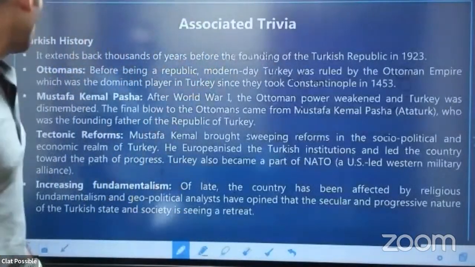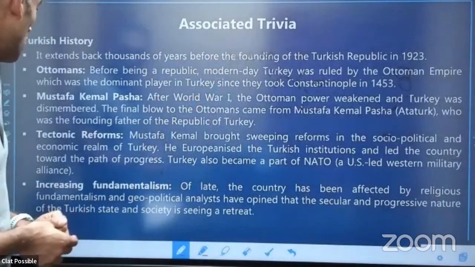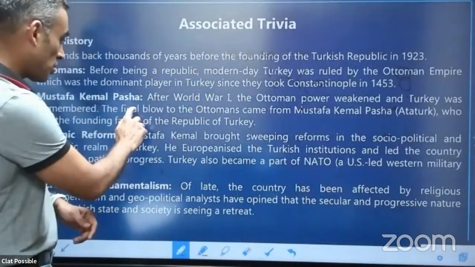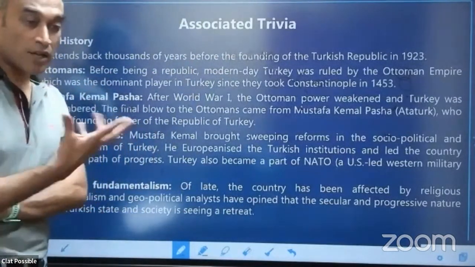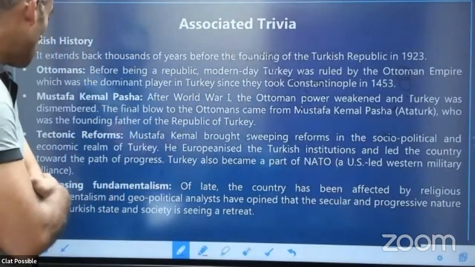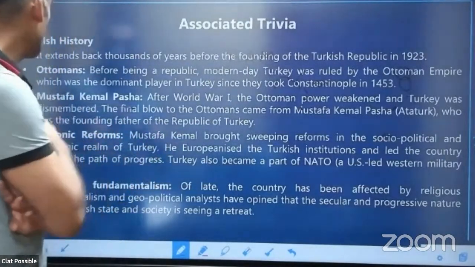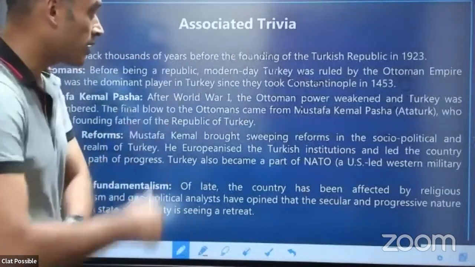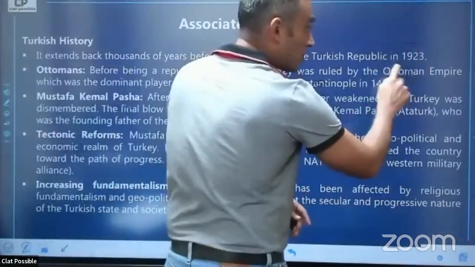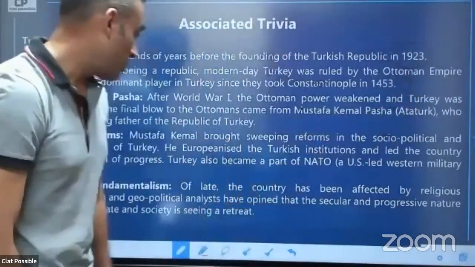Okay, now, I mentioned Mustafa Kemal Pasha. He was the father of present day Turkey. He brought a lot of reforms, right? They became a republic in 1923. The exact date is 29th October.